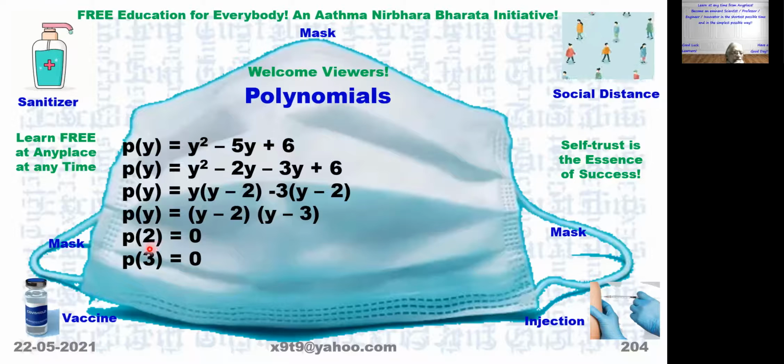Now if you substitute 2, this is 0, therefore 0 into this will be 0. Similarly, if you put 3, this will give 0, so 0 into 0 will be 0.